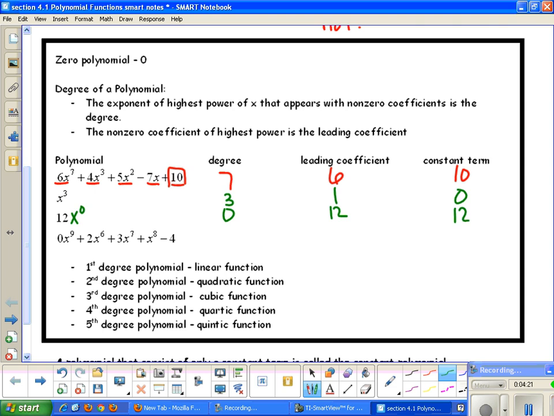For the next one, notice that this has 0 times x to the 9th. So that really means that this term is not there because 0 times anything is 0. And if we look at this equation, notice that it also is not in order.